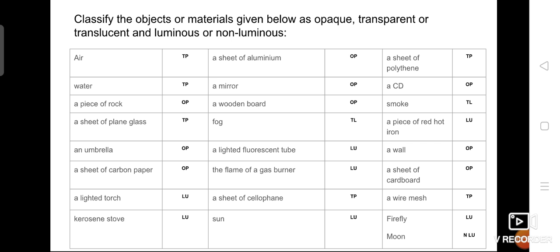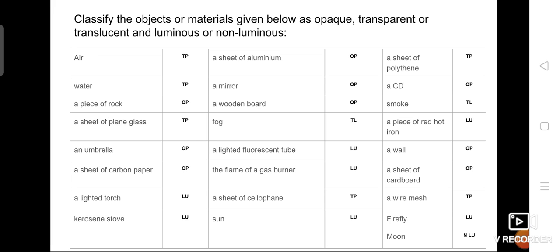Classify the objects or materials given below as opaque, transparent or translucent, and luminous or non-luminous. Below this question, so many objects and materials are given. You have to go through the names of those materials and say whether each is a transparent, translucent, opaque, luminous or non-luminous object. First we should know what these things are, then only can we classify the objects.